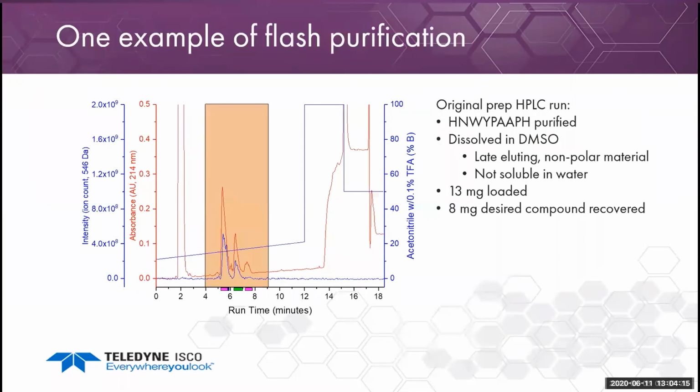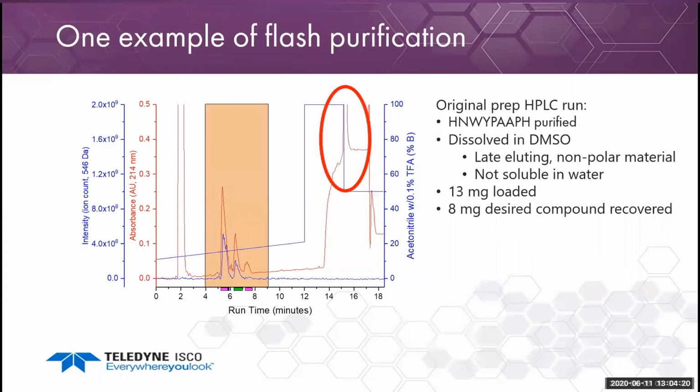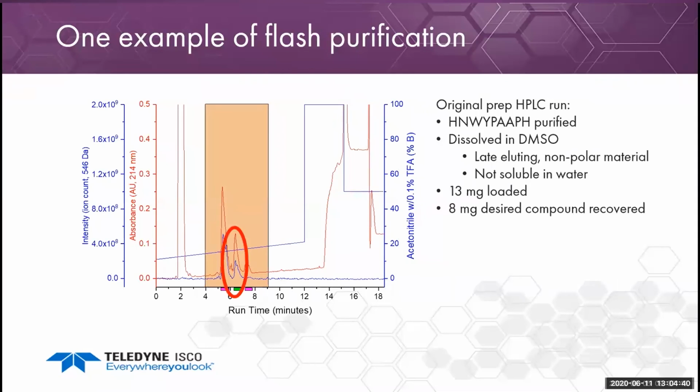This is a prep HPLC run, and the compound was dissolved in DMSO because of this late eluting nonpolar material. It isn't soluble in water. The problem with DMSO is that it is a stronger solvent than this mobile phase. In the previous slide, I mentioned sample solubility as a limiting factor, and this is just such a situation caused by nonpolar compounds. The DMSO causes the peaks to run together as the sample loading is increased. This limits my loading to only 13 milligrams before the peaks touch.